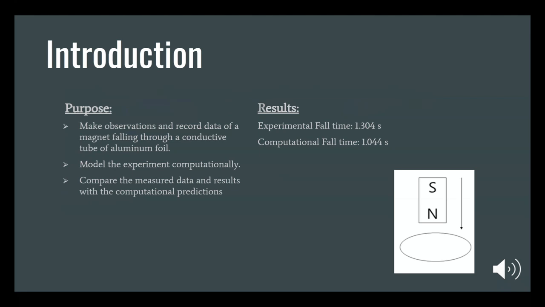So the purpose of this lab is to make observations and record data of a magnet falling through a conductive tube of aluminum foil. We need to model the experiment computationally and then compare the measured data and results with the computational predictions. For the results of this, we got an experimental fall time of 1.304 seconds with a computational fall time of 1.044 seconds.